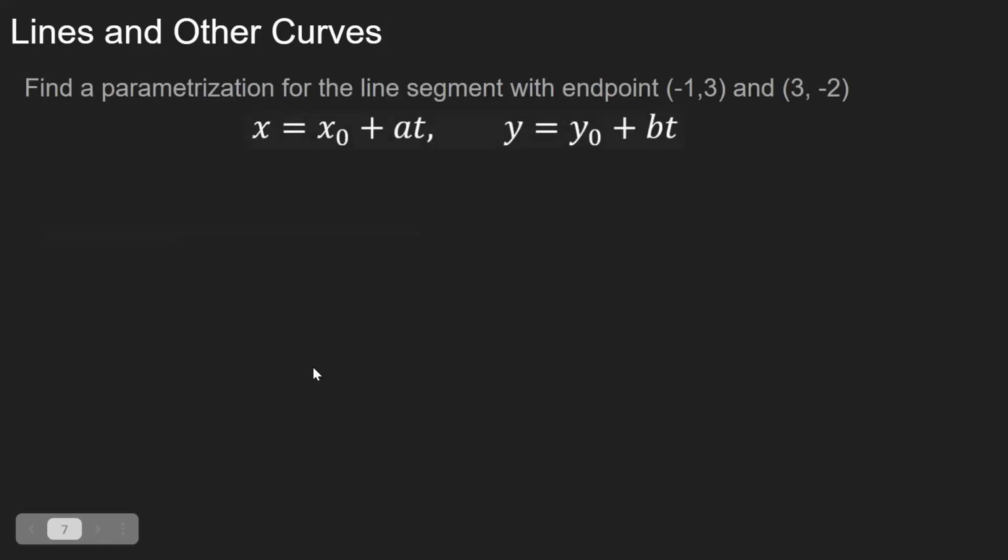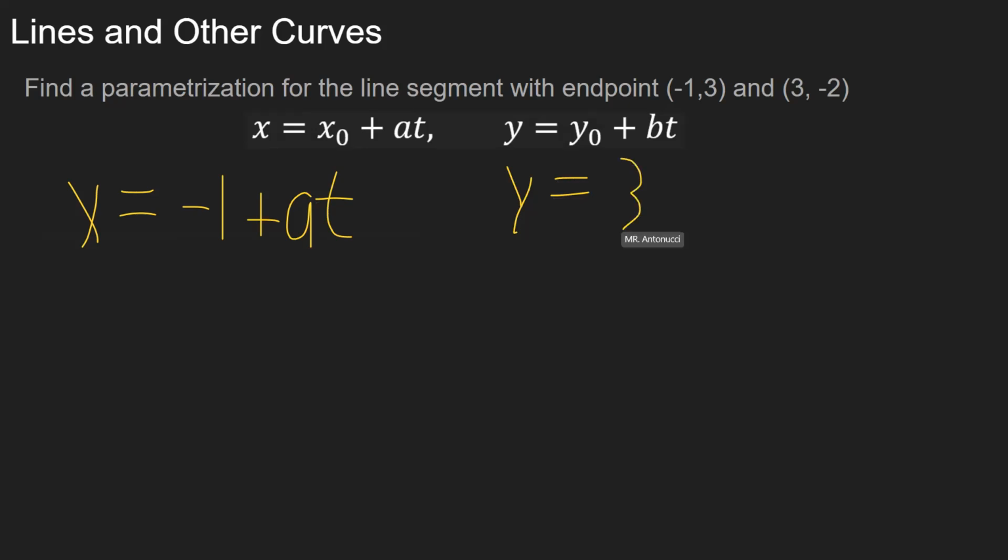All right, so now we want to go backwards and find a parameterization for the line segment with endpoints (-1, 3) and (3, -2). Now, if you remember, you can parameterize a line where you have x equals the initial x value plus at and y equals the initial y value plus bt. So x is going to equal -1 plus at, and y is going to equal 3 plus bt, because this is our x naught, y naught. Now, this didn't tell me the t values that I could use. So I'm going to let that point work when t equals 1.